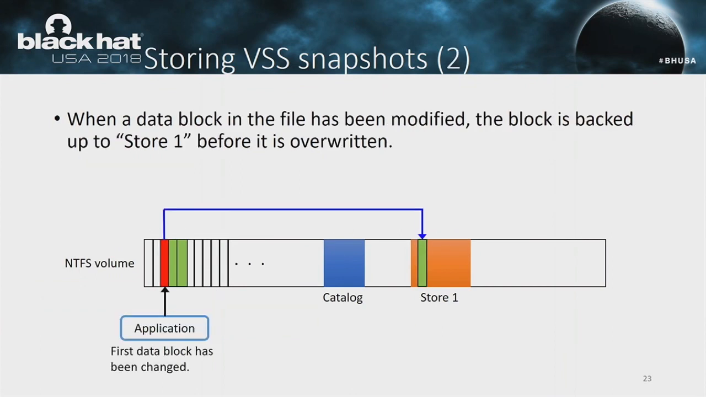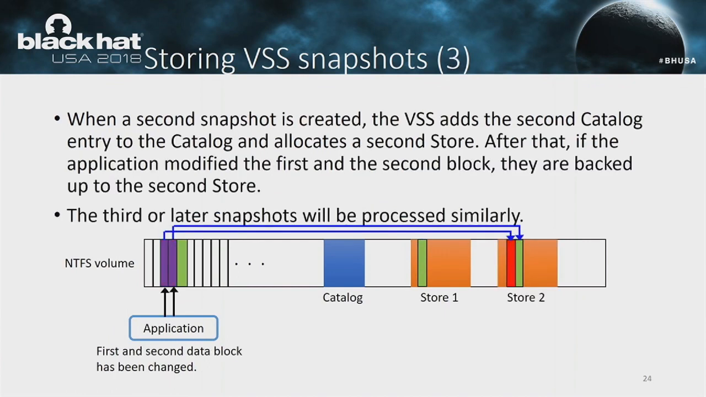When a data block in the file has been modified, the block is backed up to store 1 before it is overwritten. In this case, an application has changed the first data block. Then the original data block is backed up to store 1 here. When a second snapshot is created, the VSS adds the second catalog entry to the catalog and allocates a second store. After that, if the application modified the first and second block, they are backed up to the second store, like this and this. And the third or later snapshots will be processed similarly.